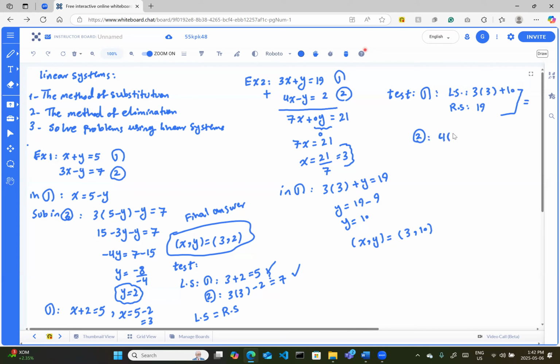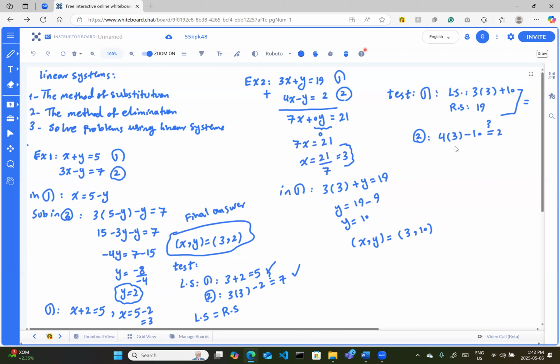Now let's try the second equation. 4 times 3 minus 10 equals 2. Okay, I'm trying both ways to show you, even if you don't write left side, right side, it is okay. You can just show that the value you find in the left side will be equal to the right side. This question mark here means I'm going to calculate whatever we have in the left side to ensure that it is equal to the right side.